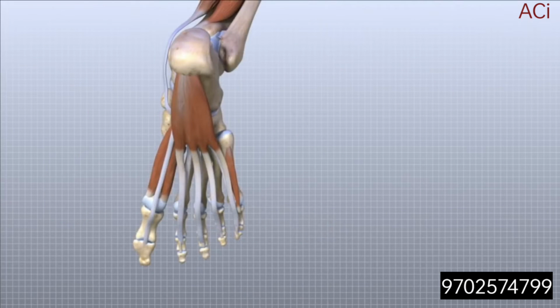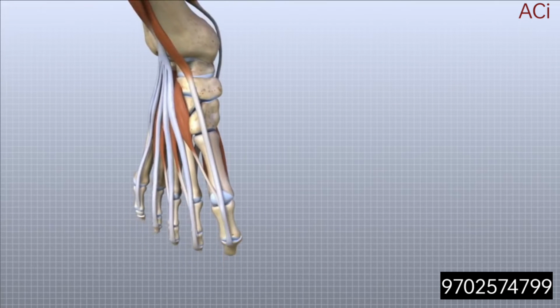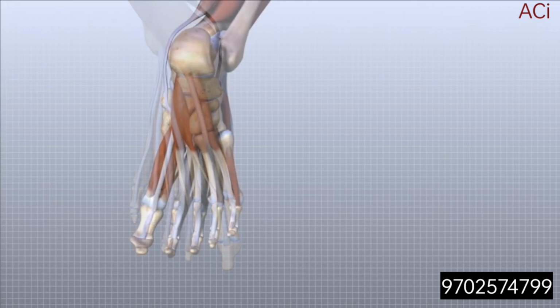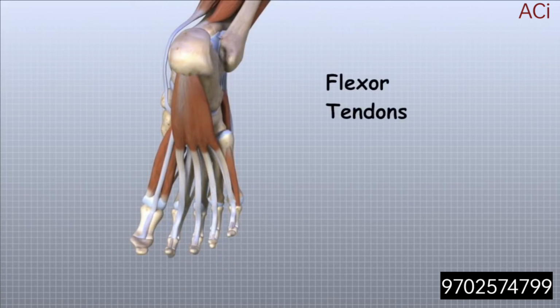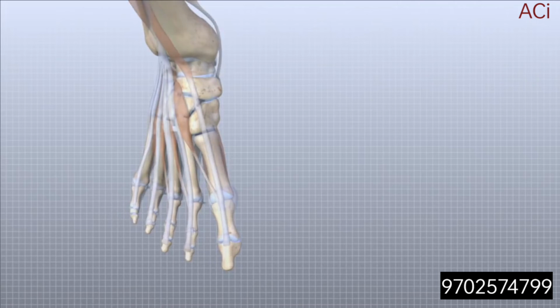There are a set of tendons that bend the toes down or flex the toes, and a set of tendons that straighten or extend the toes. The tendons that flex the toes are called the flexor tendons. There are 2 flexor tendons on the undersurface of each toe. The tendons that extend the toes are called the extensor tendons. There are two extensor tendons on the top surface of each toe.